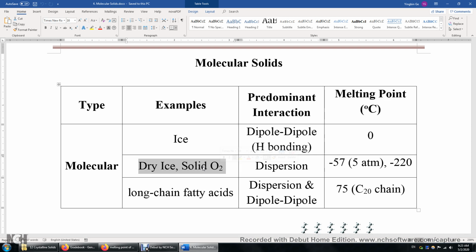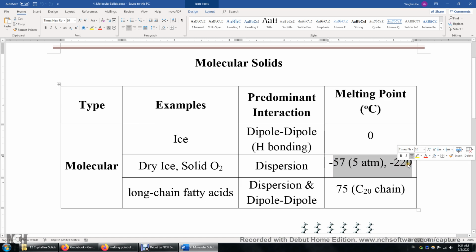So what's holding two CO2 molecules together? What's holding a huge number of CO2 molecules together to form a CO2 solid or dry ice? It's dispersion. The melting point of dry ice is negative 57 degrees Celsius under 5 atm pressure. The melting point of O2 is negative 220 degrees Celsius. Why so low? Compare their melting points with water.